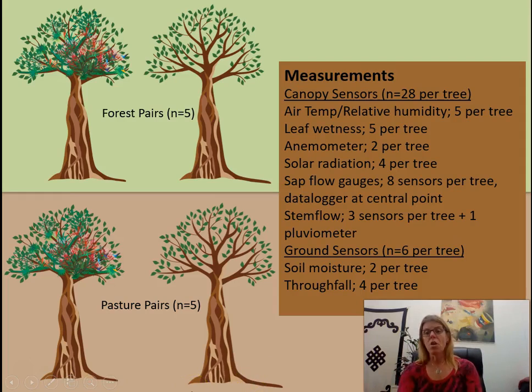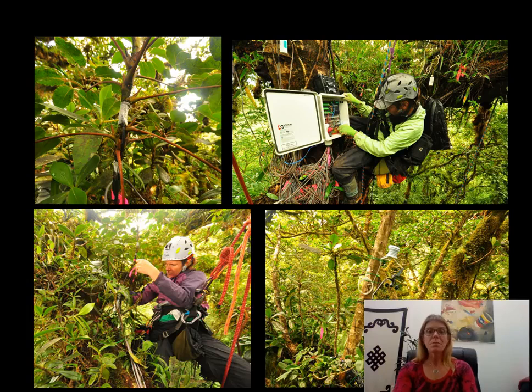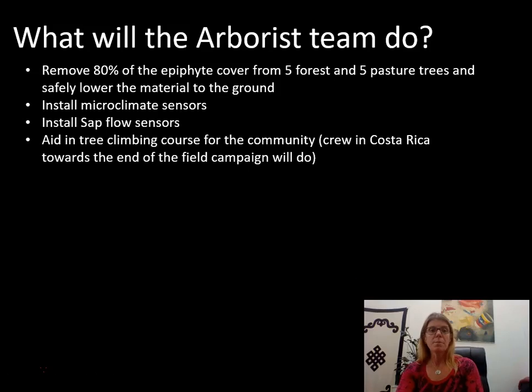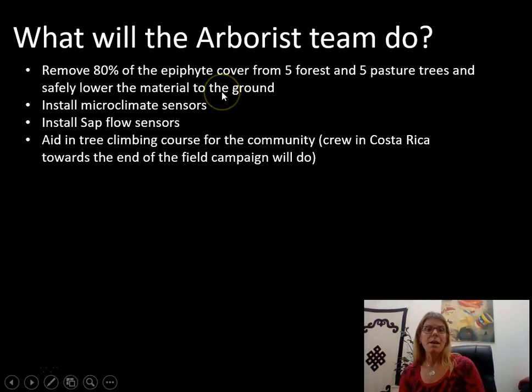So there's a lot of sensors that need to be installed in all of these trees after the stripping is done. These are just some images of what this kind of instrumentation looks like. The sap flow sensors that we're putting in on epiphytes are going to look a little different, but in the end it kind of looks like a Christmas tree where we have tons and tons of sensors all throughout the tree measuring the pulse not only of the tree itself, but the air surrounding the tree and the soil below it. So what will the arborist team actually do?